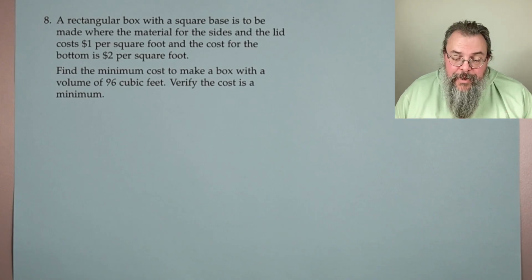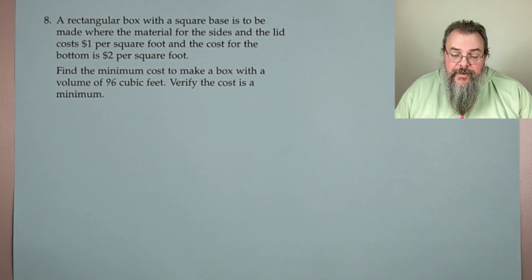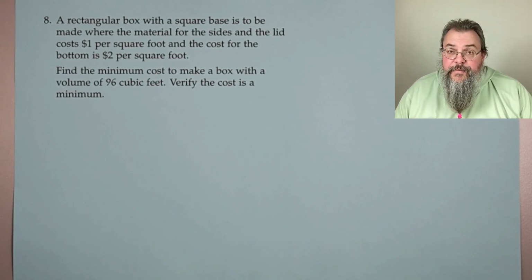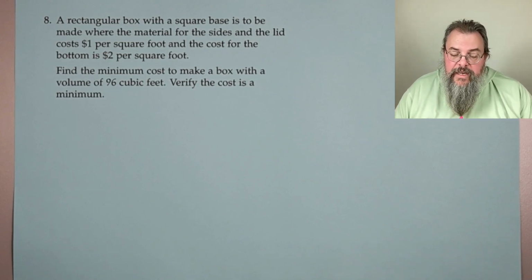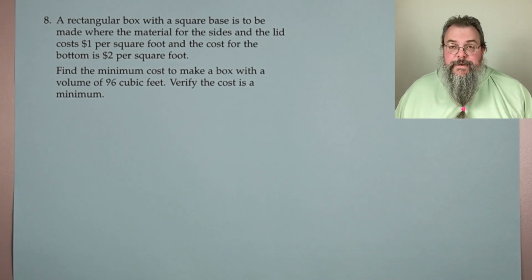A rectangular box with a square base is to be made where the material for the sides and the lid cost $1 per square foot, and the cost for the bottom is $2 per square foot. Find the minimum cost to make a box with a volume of 96 cubic feet. Verify that the cost is a minimum.